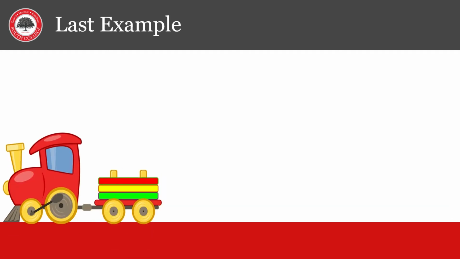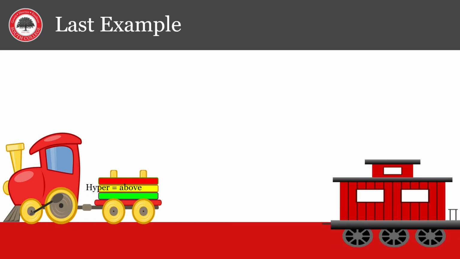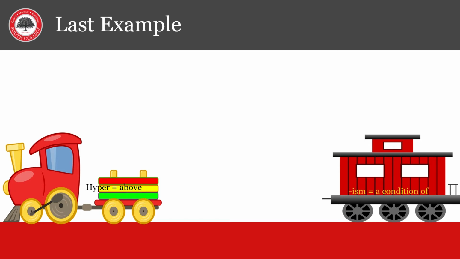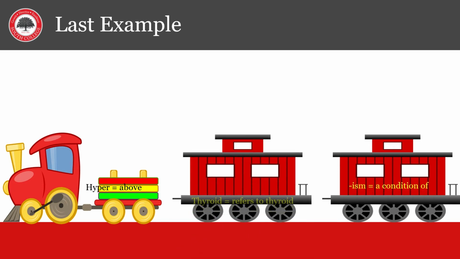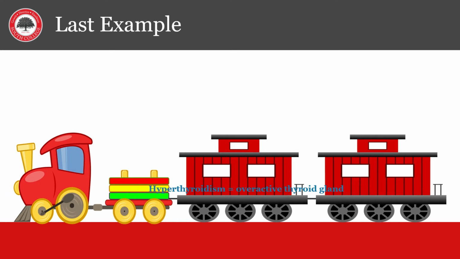Here's our last example. Hyper is a prefix that means above. Ism is a suffix meaning condition, and thyroid, of course, is the root that refers to the thyroid gland. Prefix, suffix, root. We'll now put our last train together. We have hyperthyroidism, or overactive thyroid gland. You should now see how combining works.